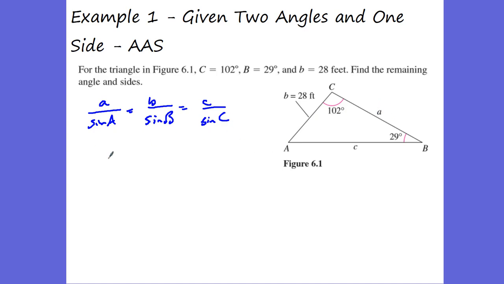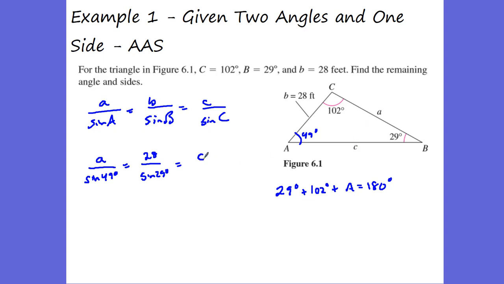Side a, I don't know, but how do I find sine of A? What I know about these three angles is 29 degrees and 102 degrees plus angle A equals 180 degrees. So I can take 180, subtract 29, subtract 102, and I get 49 degrees. So this is sine of 49 degrees. Side b is 28 feet, and the angle opposite of that is sine of 29 degrees. Side c we don't know, but sine of C is 102 degrees.